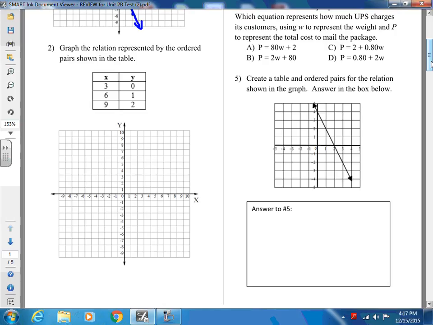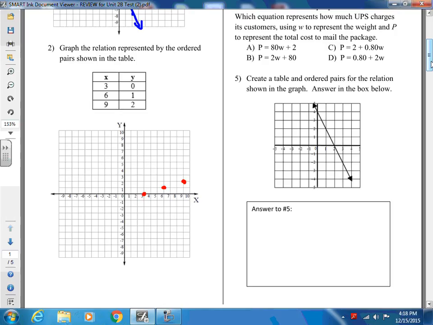So 3, 0 would be over 3 and stop. There's your first dot. 6, 1 would be right 6, up 1. There's the second dot. 9, 2 would be right 9 and up 2. There's the third dot. You do not need to connect these because it is just a relation. If it said to graph them and draw a line, then you would need to.